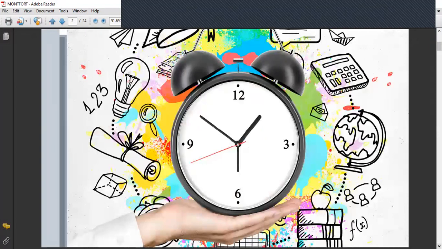So, what is time? Time is actually a gift that we all have got. No one has got less, no one has got more. So, we should learn to use it wisely without wasting.